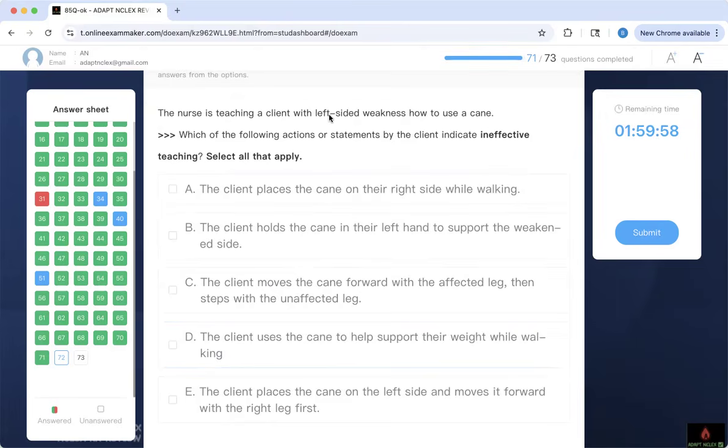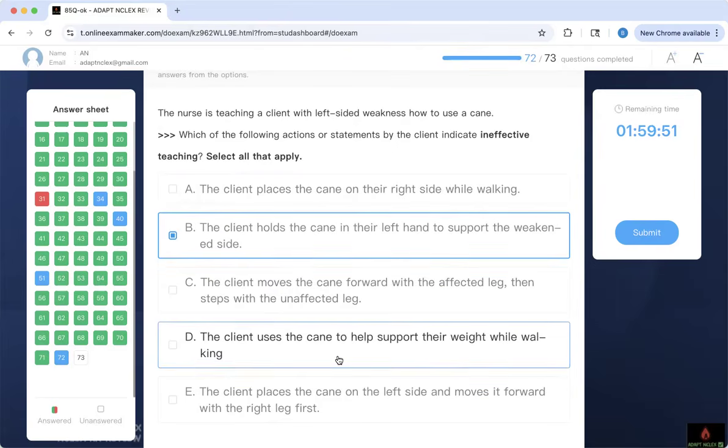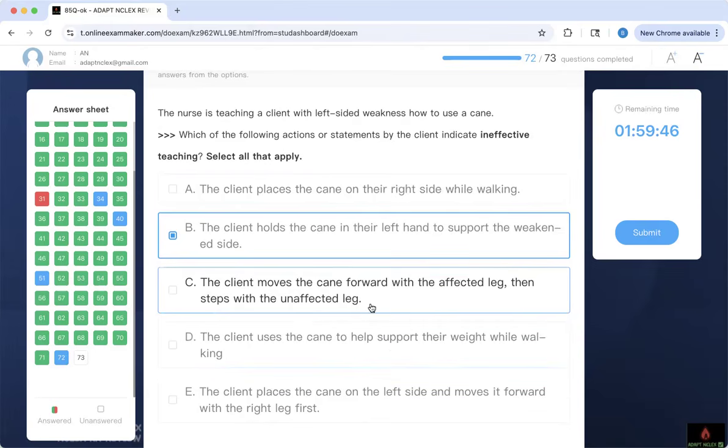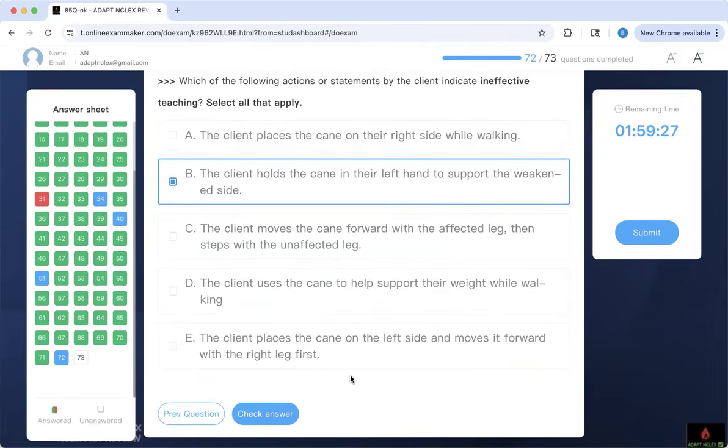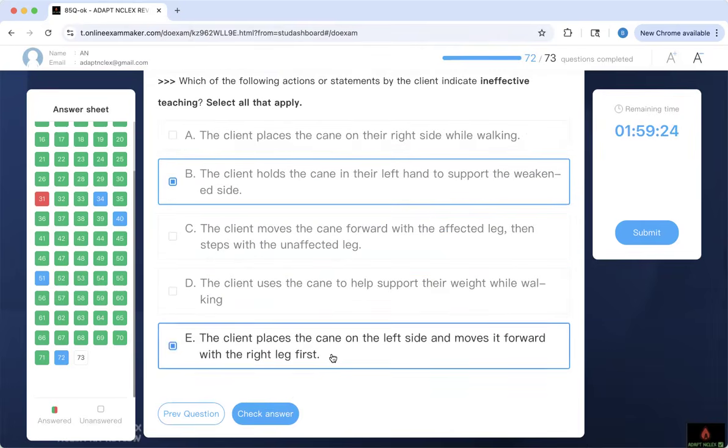The patient has left-sided weakness. Therefore, which one indicates ineffective teaching? If you place it on the left, it's bad. You move the cane forward with the affected leg, right? The good leg, you're using the cane, right? And the affected leg, because the good leg can support you. The client uses the cane to help support the weight while walking. And the client places the cane on the left side and moves it on the right side. So that's wrong.